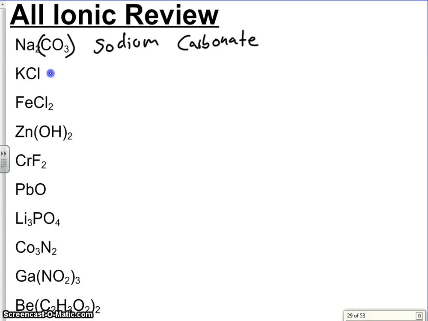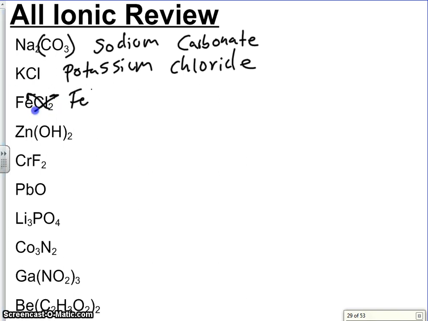KCl, again, potassium is just a general metal. Chlorine is just chloride. Okay. Iron is a transition metal, which means we need its charge, so uncross and unswap. We get Fe plus 2, chlorine minus 1. Chlorine's supposed to be a minus 1, iron's supposed to be a plus 2, so now we name this iron 2 chloride.